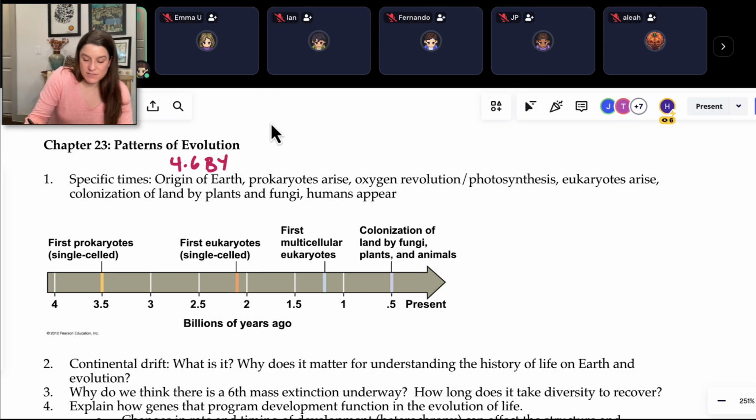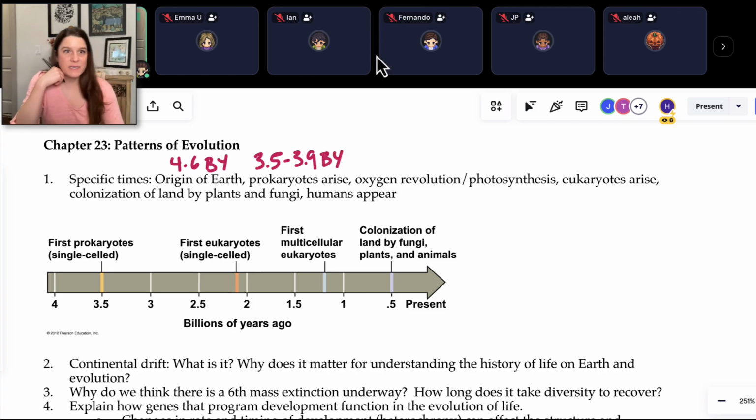Prokaryotes arise sometime between 3.5 and 3.9 billion years ago. And I'm not going to be crazy and ask whether it is 3.2 or 3.5. It will be obvious. Do make sure, though, that you read whether it says billion years or million years, because those are different, right? 5 billion years and 5 million years. Obviously, it's 1,000 times different.